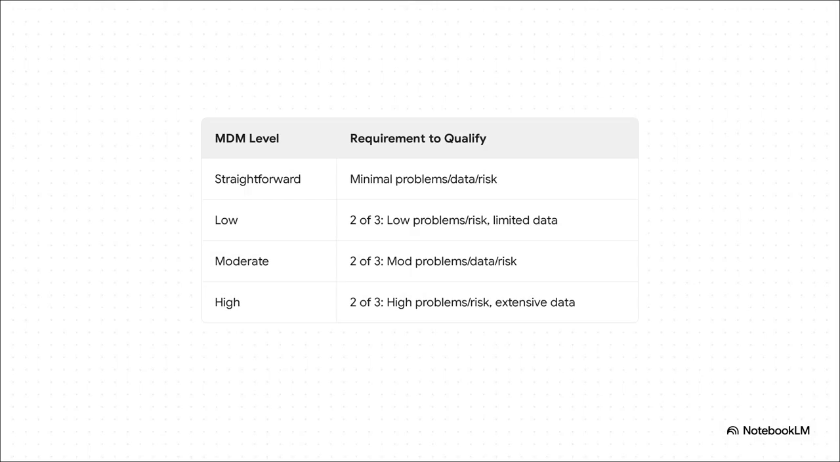So how do we put these three pieces together? Honestly, just think of it as a best 2 out of 3 system. To hit a specific level of MDM, whether that's low, moderate, or high, you have to meet or exceed the requirements for at least 2 of those 3 elements we just talked about. So say you have a high number of problems and a high risk of complications, but you only looked at a minimal amount of data. You still score a high MDM. 2 out of 3. Simple as that.